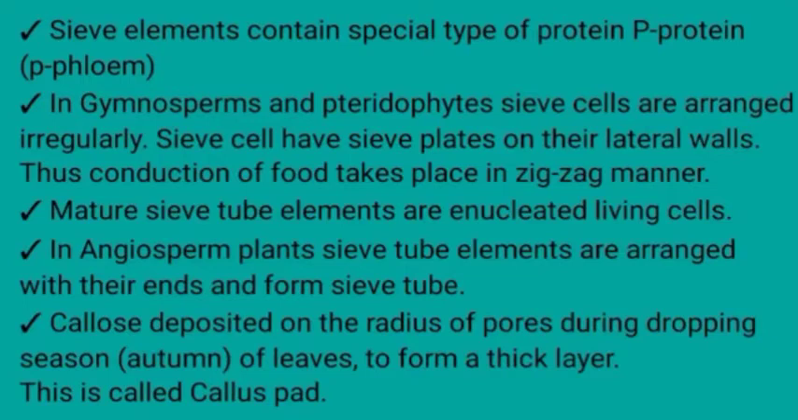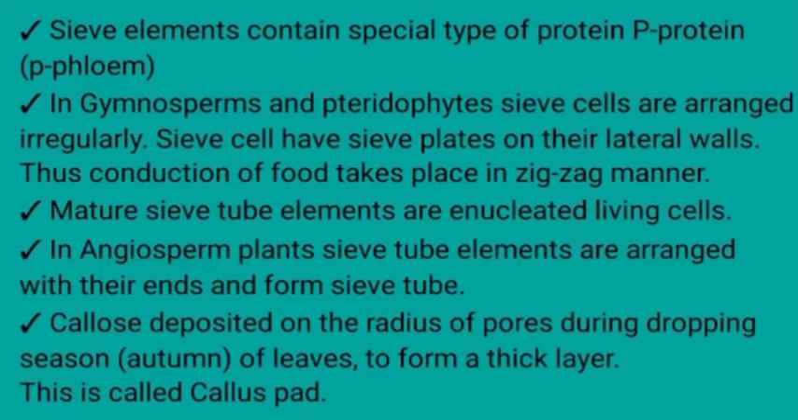In gymnosperms and pteridophytes, sieve cells are arranged irregularly. Sieve cells have sieve plates on their lateral walls. Thus, conduction of food takes place in zigzag manner. Mature sieve tube elements are enucleated living cells. In angiospermic plants, sieve tube elements are arranged end to end and form sieve tube.